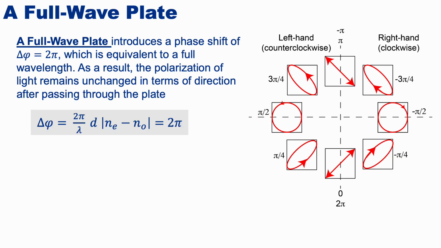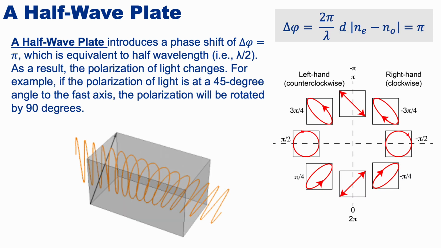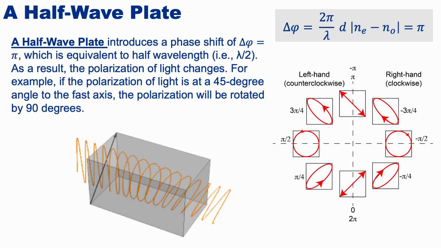So we have three types of wave plates. The first type is the full wave plate. That introduces a phase of 2 pi, which means that we just make a whole cycle. So our polarization state remains invariant. It looks like we are not doing anything at all. The half wave plate is where our phase delay is gonna be pi.